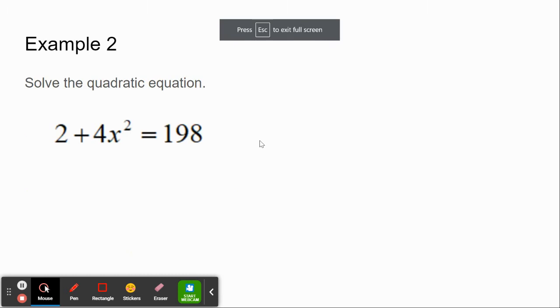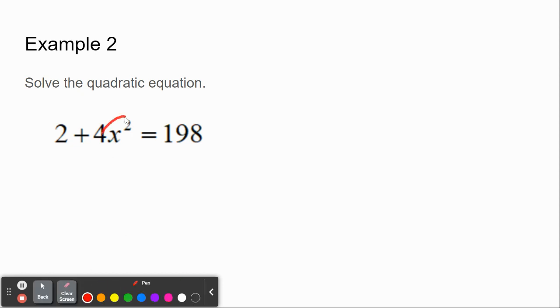Okay, so we have 3 examples here. So example 2, or whatever, it says solve the quadratic equation. So again, notice that there is no bx term. So our first step is to get this x squared by itself. So I'm going to subtract this positive 2 away. Again, this 2 is positive, so let's subtract the 2 away.